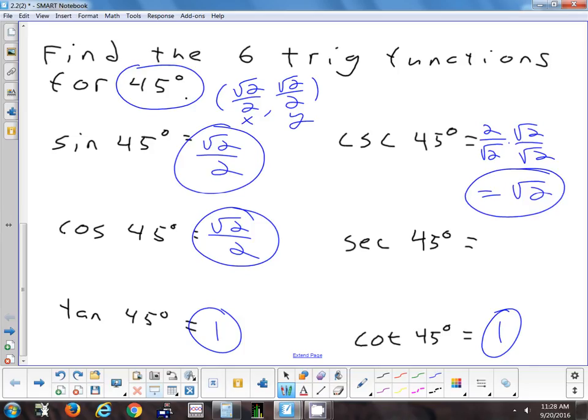And the last one, secant of 45 would be, John? It would be square root of 2. Also square root of 2, since the sine and the cosine are the same, the secant and the cosecant are the same. And that's it. That's all 6 answers. Any questions on finding the 6 trig functions for 45 degrees?